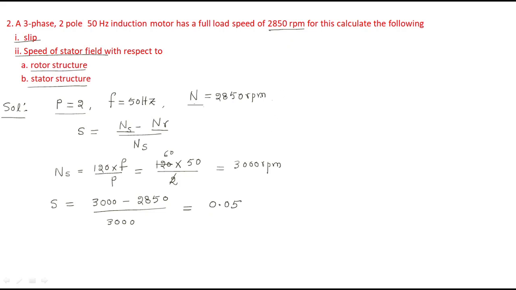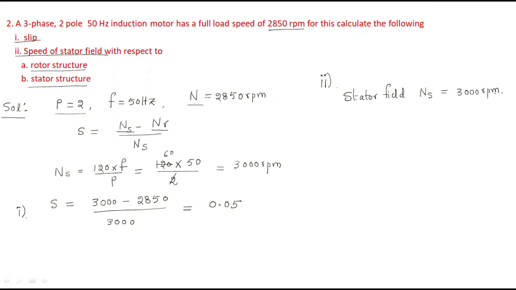Then the first question is to find out the slip. The first question is completed. Next, what about the second question? It asks for the speed of the stator field. First, what is the stator field speed? Generally, the stator field or rotor field is nothing but a rotating magnetic field. Stator field speed equals synchronous speed, that is Ns. Generally, this is 3000 rpm.